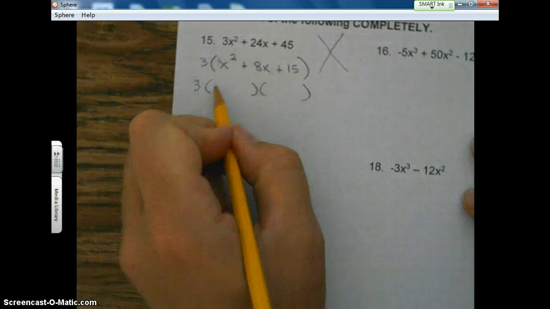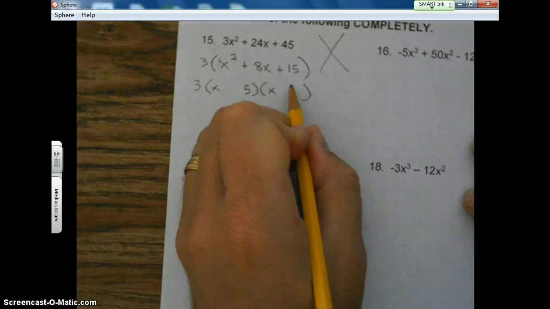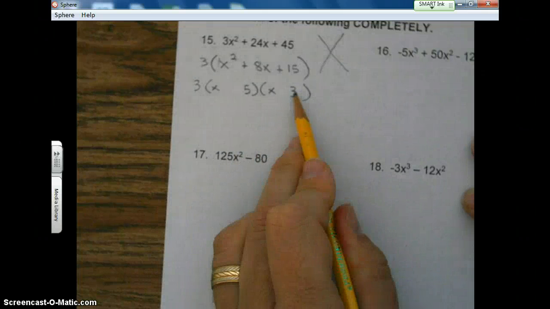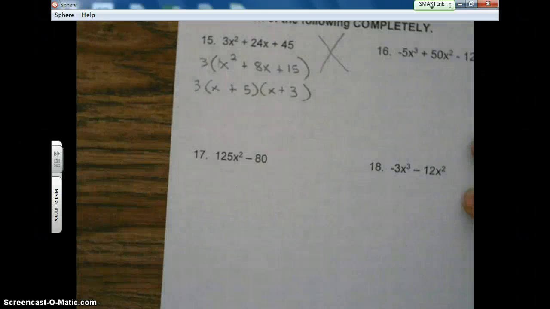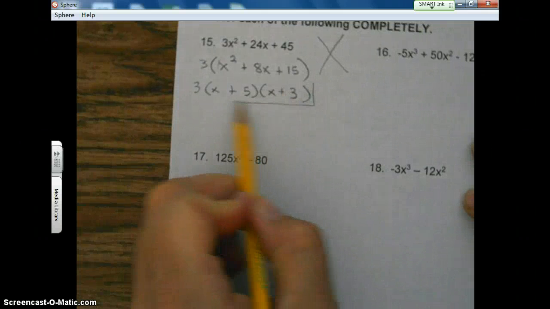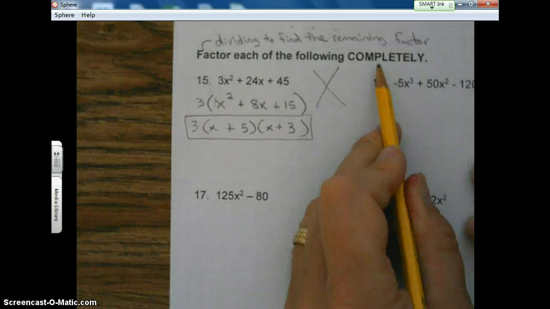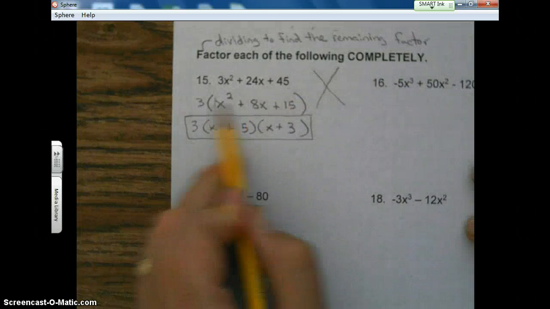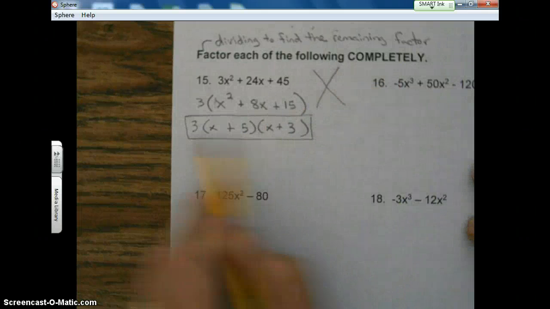So the x squared breaks up. 5 times 3 is 15. 5 plus 3 is 8. All of them are positive. And there you go. Completely. Notice the directions. Because if you would have stopped here, you have not factored it completely.